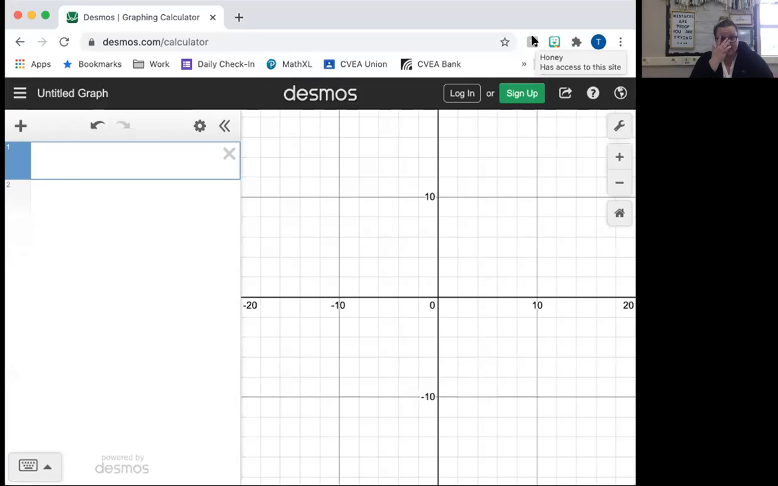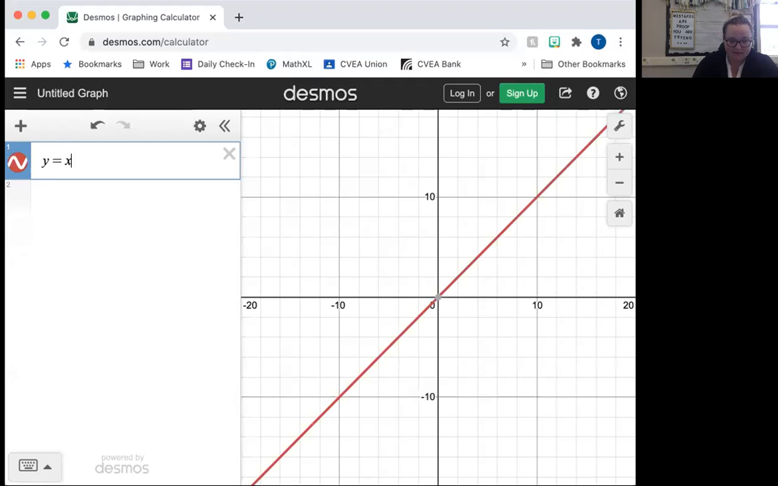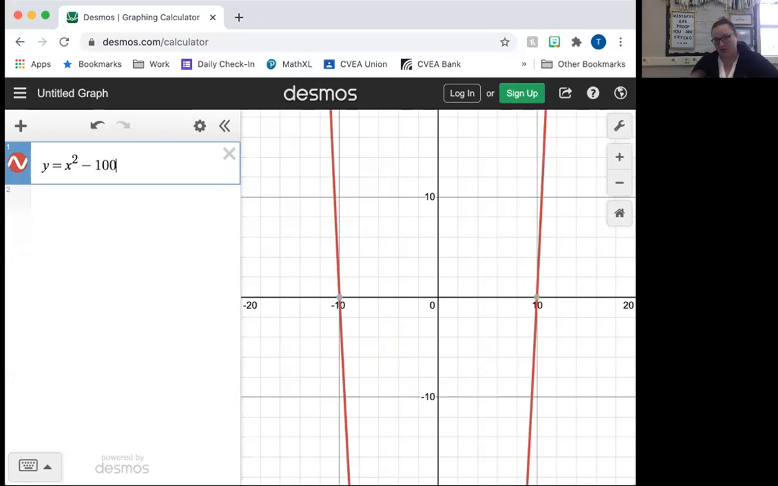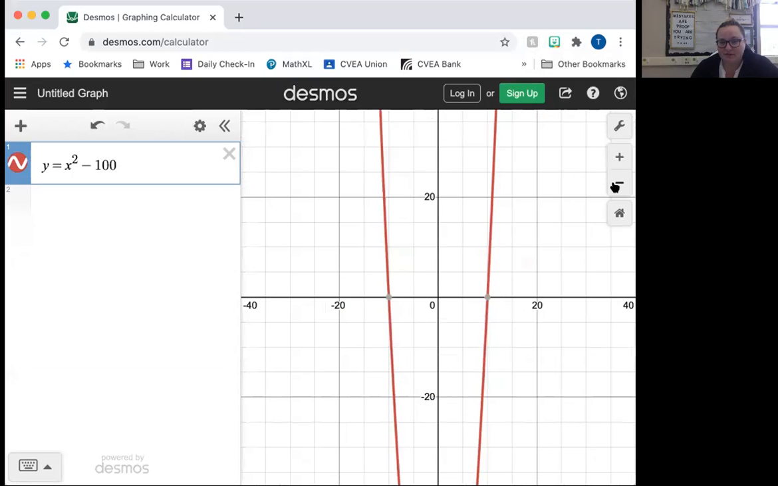So as you can see, I have brought up Desmos.com. Desmos.com is going to help us quickly graph the equation that we just solved. So if you graph y equals x squared minus 100, you should see a parabola that looks something like this.